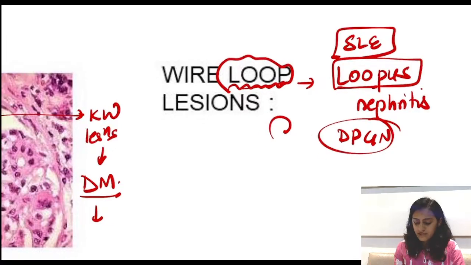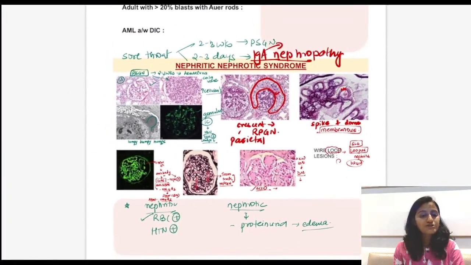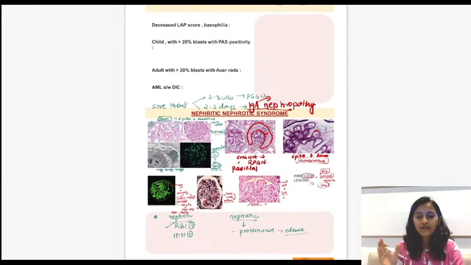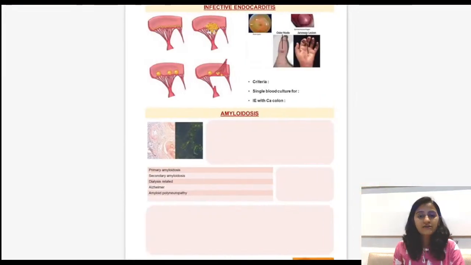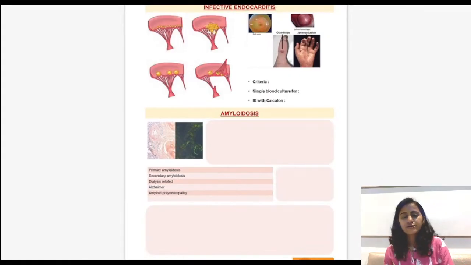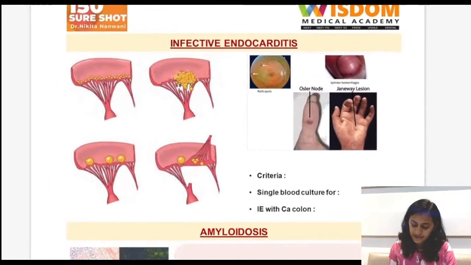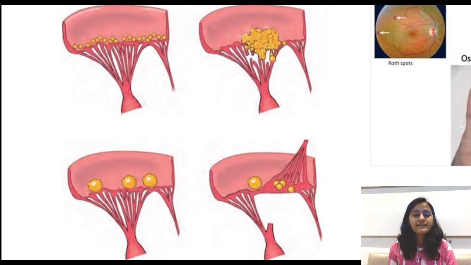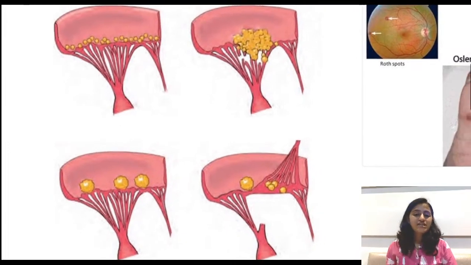Okay. So that is your one topic here, the nephritic and the nephrotic syndrome, which is very important again, right? Going on to the next topic here, that is infective endocarditis. Okay, that is infective endocarditis. So first look at the vegetations here.